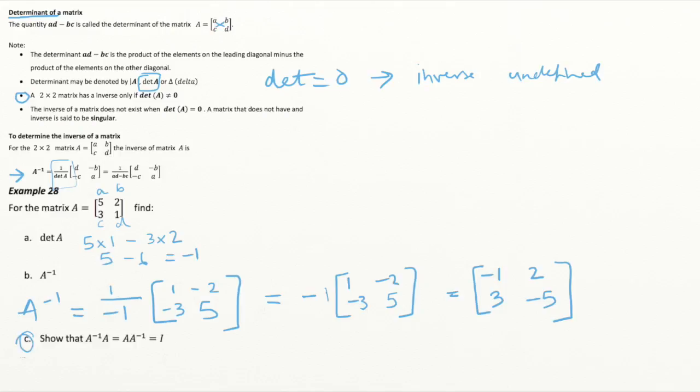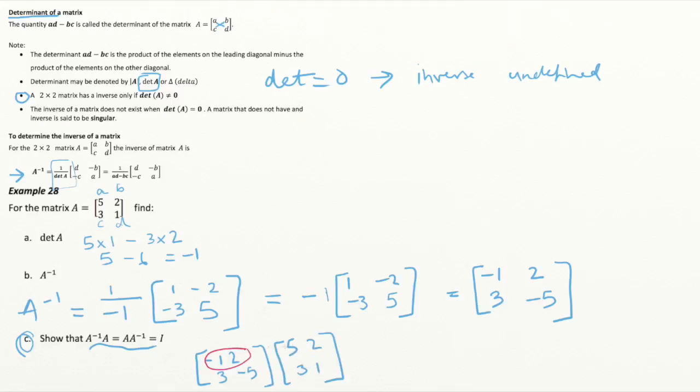Now part C says show that A inverse times A is equal to the identity. This is just a way to check that you really have found the inverse. Let's give that a shot. So here's the inverse over here, here's A. Remembering our row by column.